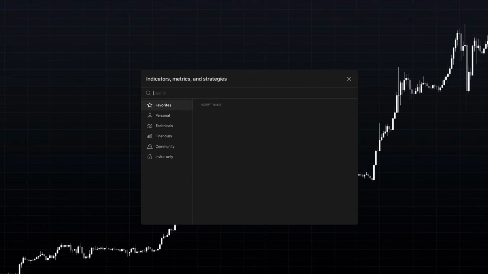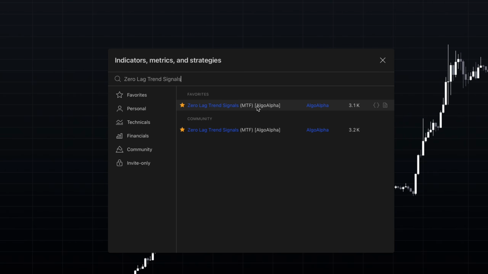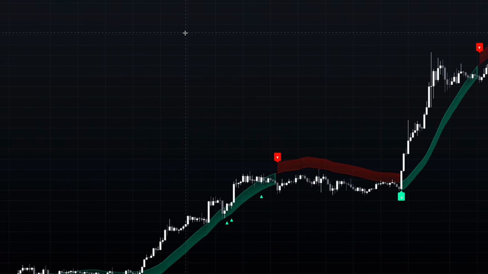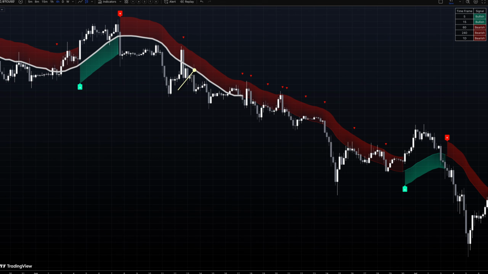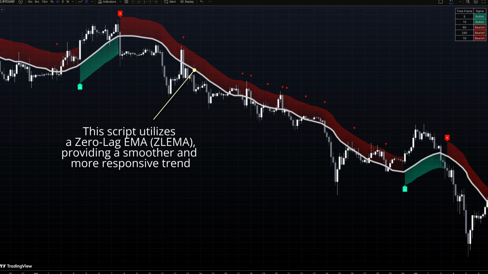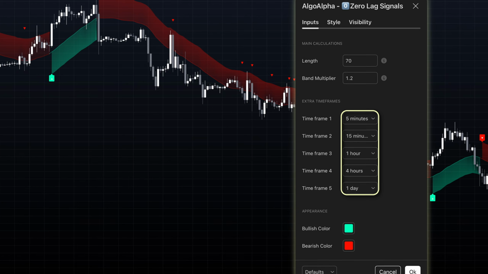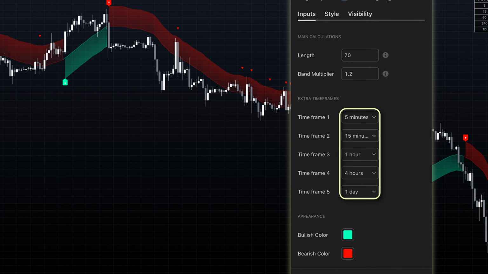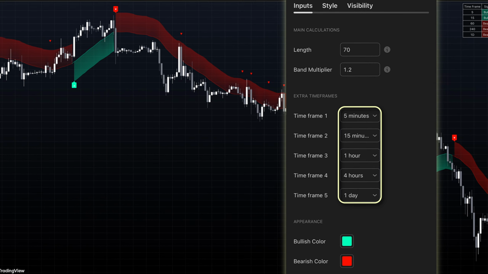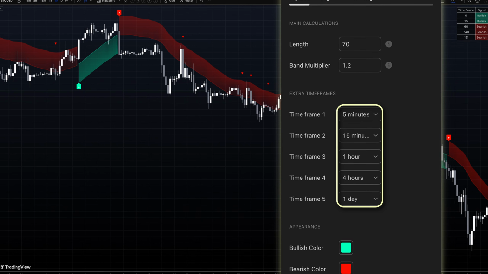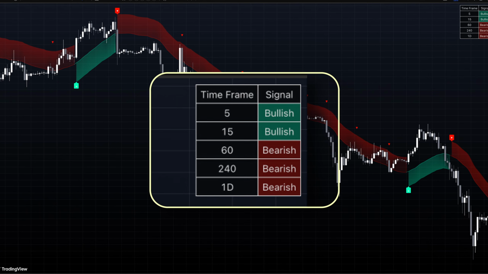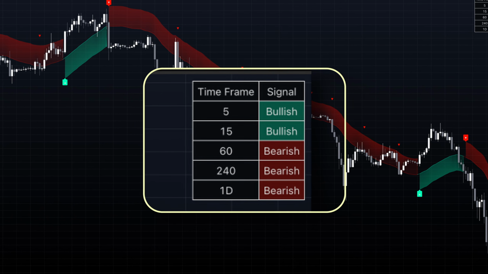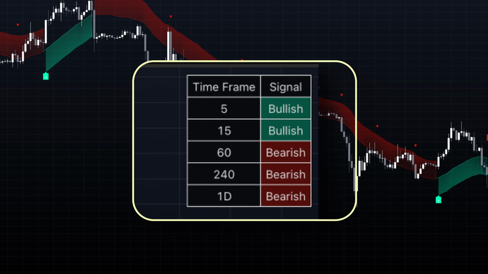The Zero-Lag Trend Signals, MTF, by AlgoAlpha, is a powerful trend-following indicator designed to help identify market direction with minimal lag. This script applies a zero-lag EMA, which reacts faster to price changes while filtering out noise. One of its standout features is multi-timeframe analysis. The indicator tracks trends across up to 5 different timeframes, from short-term intraday movements to larger trends on the daily chart. A table in the top right corner dynamically updates to show whether each timeframe is bullish or bearish, giving traders a quick visual confirmation of trend alignment.